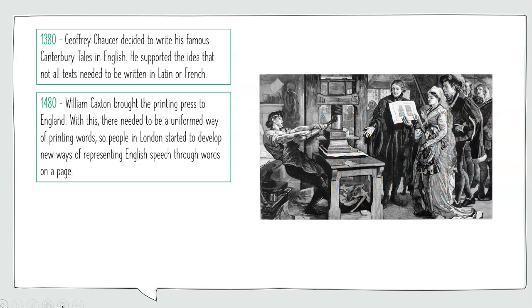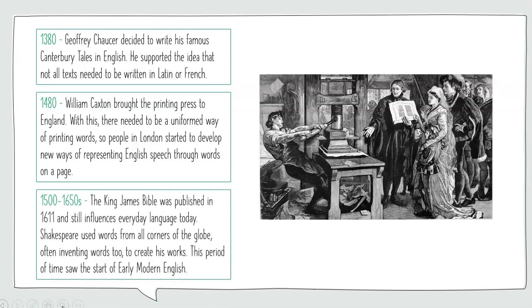In the 1480s, William Caxton brought the printing press to England, which meant that the written word could get out to a whole bunch of people who were able to read, but it also meant that they had to come up with a uniform way to represent English on paper, which meant they had to start discussing ways that English should be spoken and how that speech would be written on bits of paper. So they had to come up with a bit of a uniform way to do that, or a similar way.